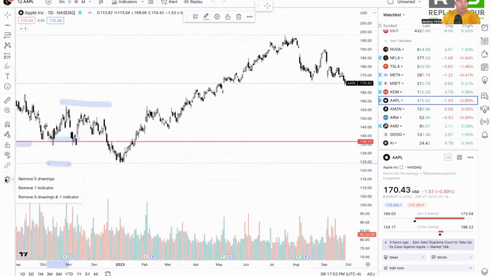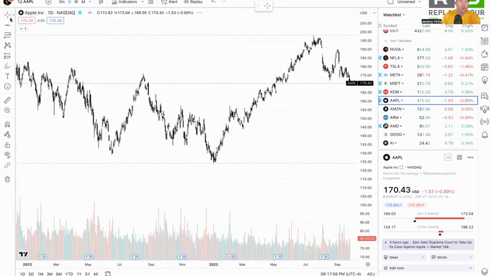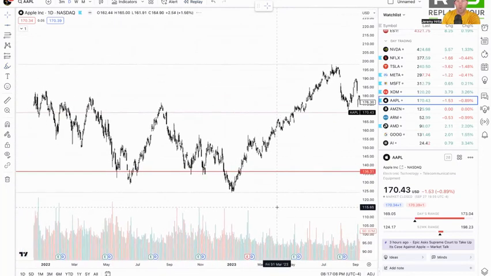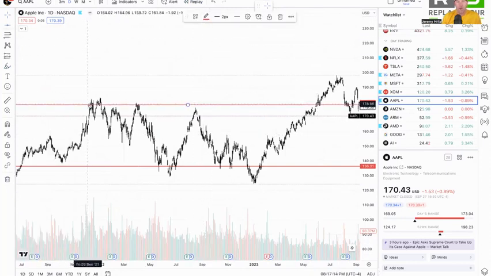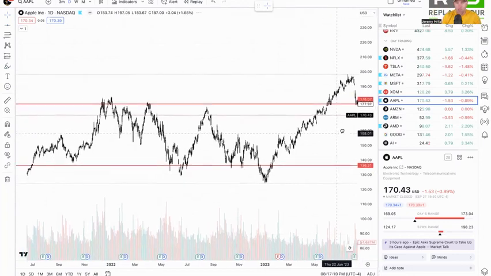So we know what support is. We have this support down here. That's where the stock stops moving downward. We also have this beautiful resistance area on Apple right here. This is where the stock stops moving upwards.